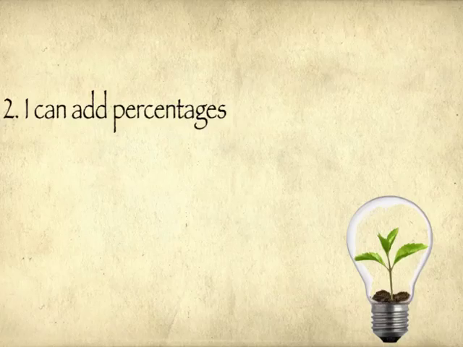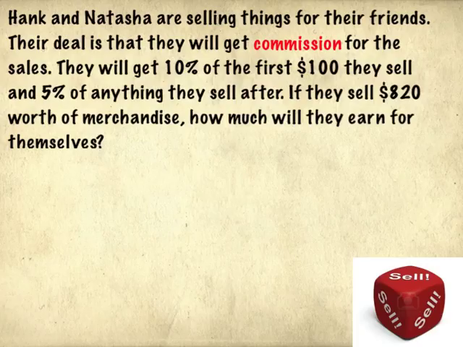The second thing we want to do today is add some percentages. So here we have Hank and Natasha selling things for their friends, and their deal is that they will get commission for the sales, and I'll explain what that means in a minute. They will get 10% of the first $100 they sell and 5% of anything they sell after. If they sell $820 worth of merchandise, how much will they earn for themselves?